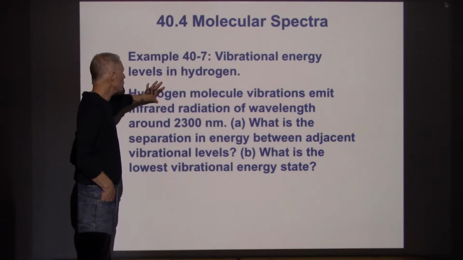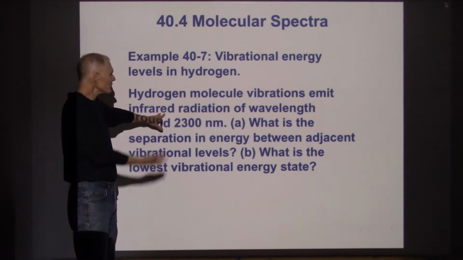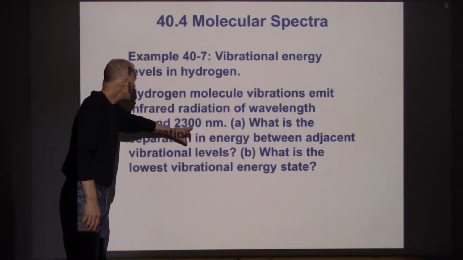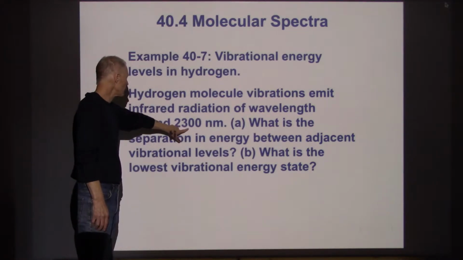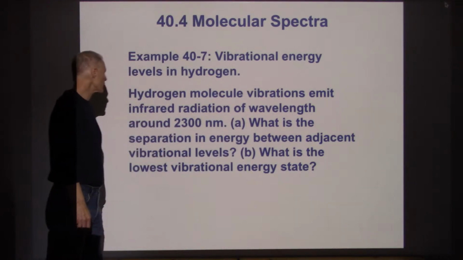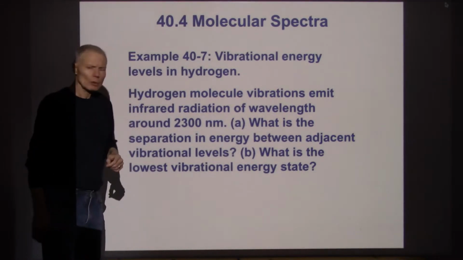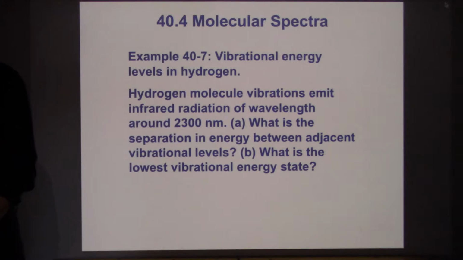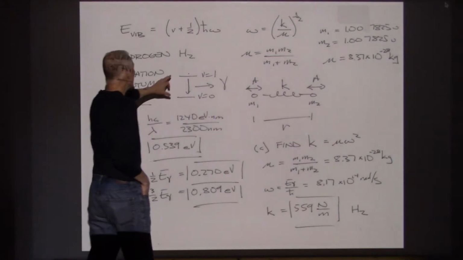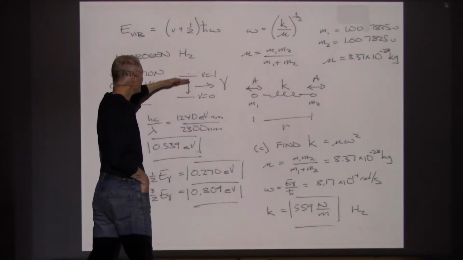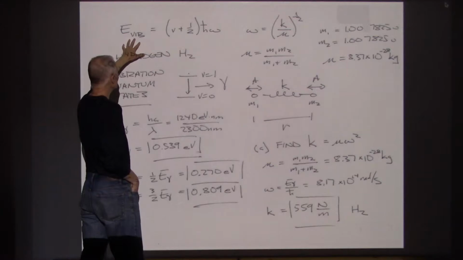When the hydrogen molecule absorbs or emits photons, they're saying it's in the infrared part of the spectrum, so it's higher energy than the rotational transitions, and it's at 2,300 nanometers. So what they're doing is saying to use this information to map out the energies of the quantum states. So let's do this. Here is state number 1, the excited state, down to state number 0, and this is our formula for the vibrational energies.